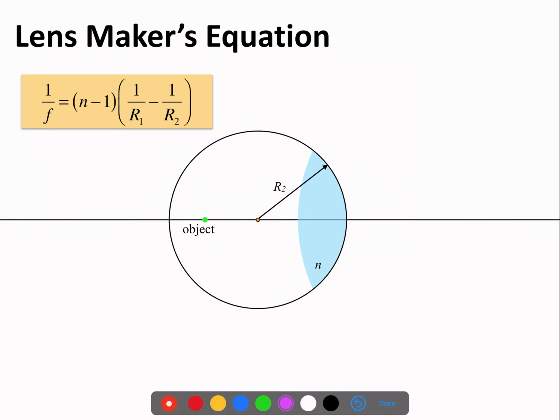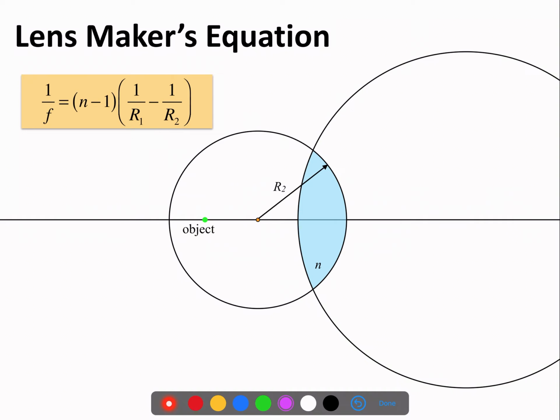All right, so here's radius 2, and over here is radius 1. And we're looking at these radii relative to the location of the object. So the first part of the lens here, this is radius 1 because it's the area closest to the object. This is radius 2 because it's farther away from the object. So radius 1, then radius 2. So you're going in this direction from the object, okay?